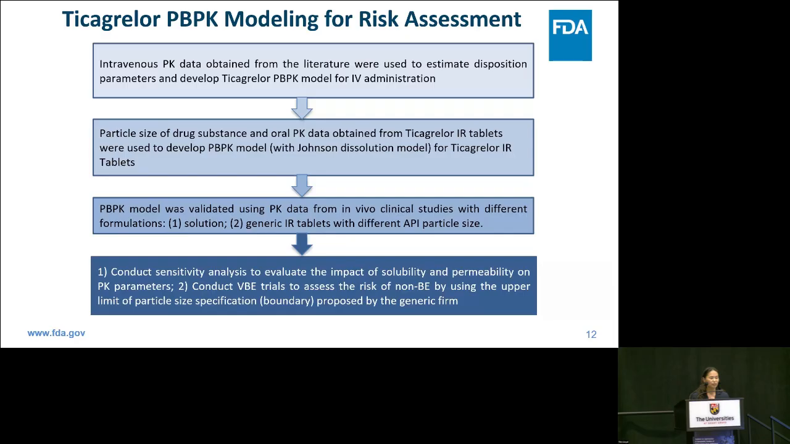And then we validated the PBPK model using PK data from the in vivo clinical studies with different formulations, like the solution or generic ticagrelor IR tablets with different API particle size. And then we conducted a sensitivity analysis to evaluate the impact of solubility and permeability on PK parameters.